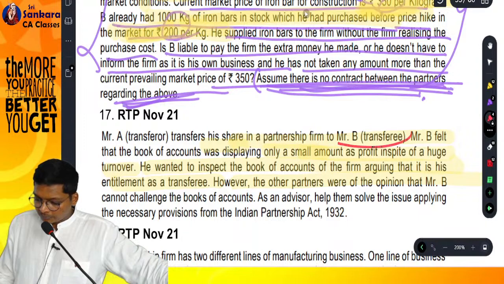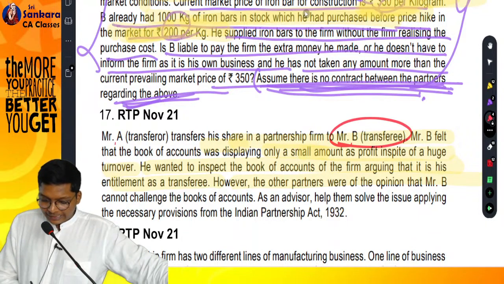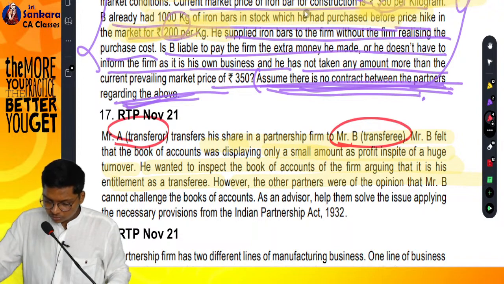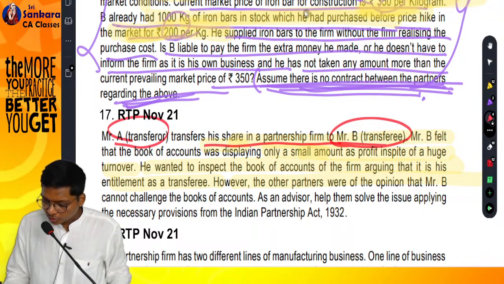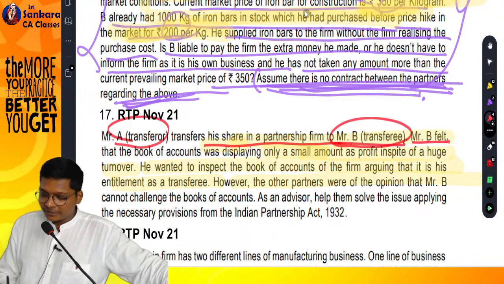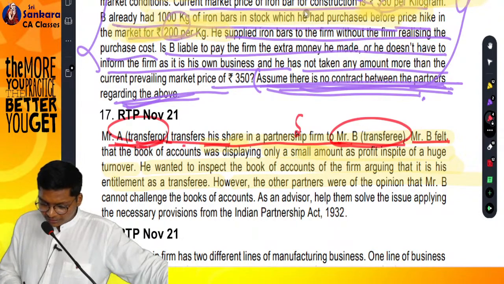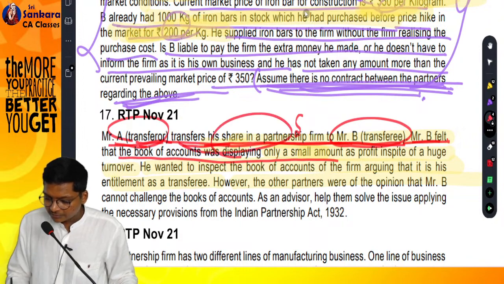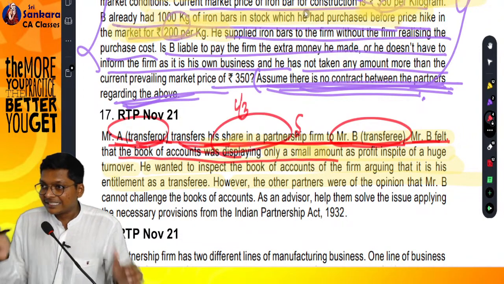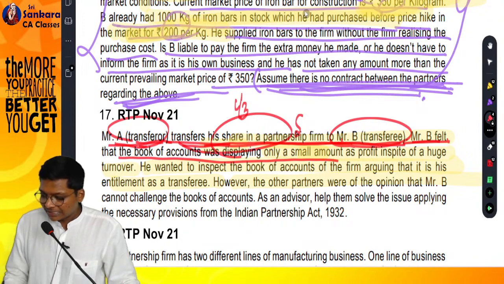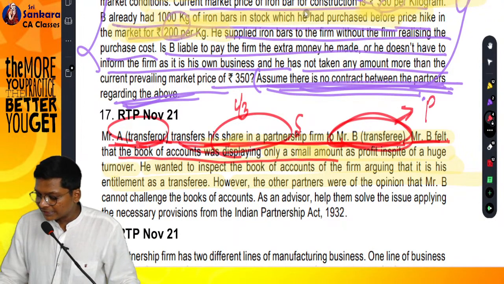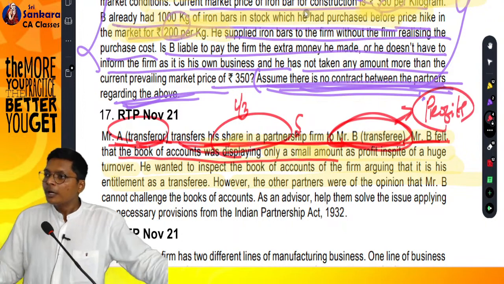Okay. Transferee is the new partner. A transfers his share in a partnership firm to B. This is transfer of interest, meaning his share. If you say 1/3, in that share he is transferring to B. The transferee B only has the right to receive the share of profit.